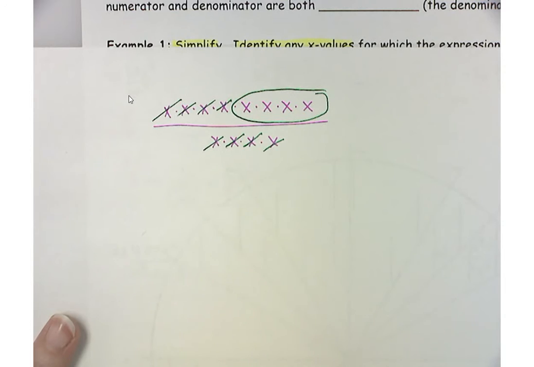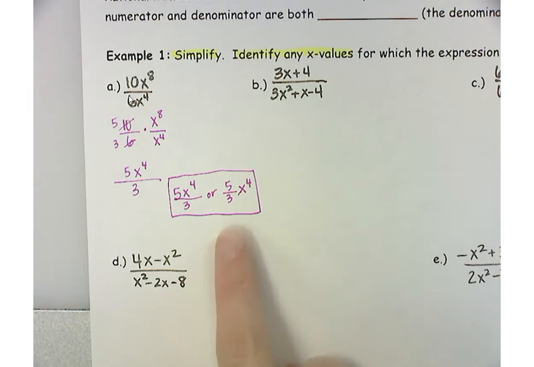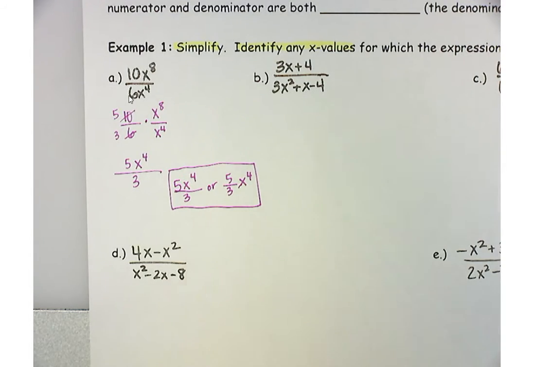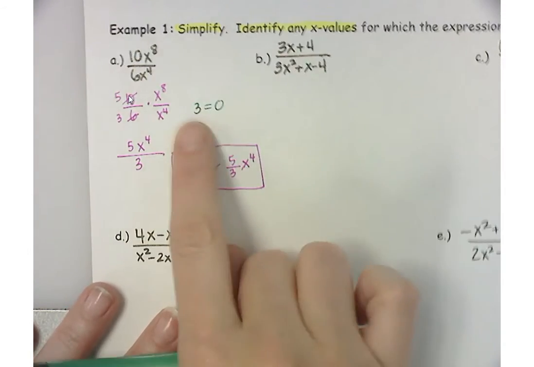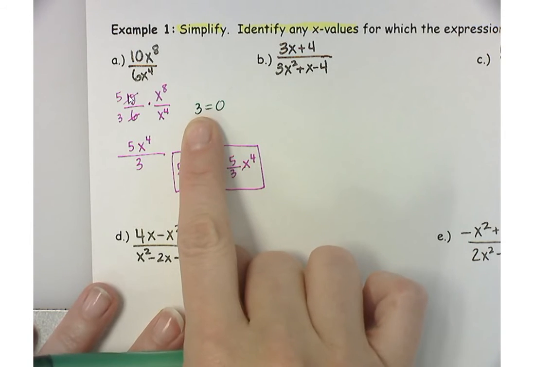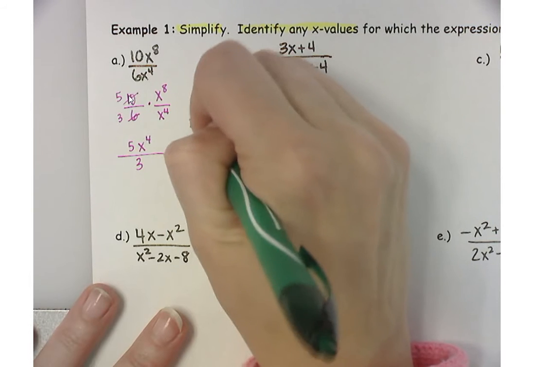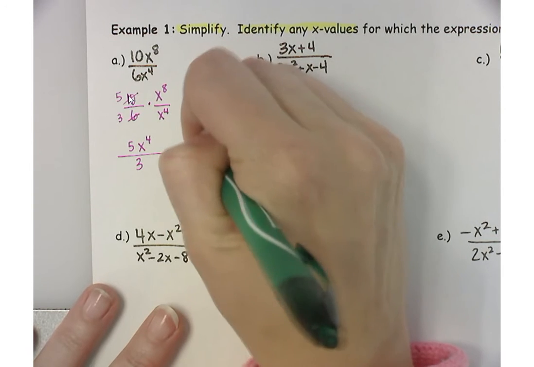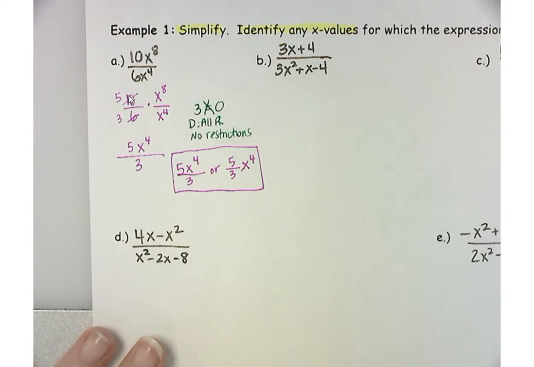All right, now we have to find places where the denominator would be 0. Well, in this case, your denominator is what? 3. So is there anything I can plug in that would make this 0? No. Okay, so in this case, the domain is all real numbers, which means there are no restrictions. So if you don't have a variable in the denominator, you don't have to worry about your restrictions.